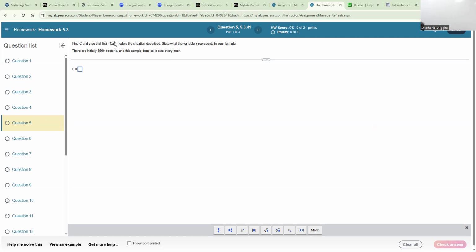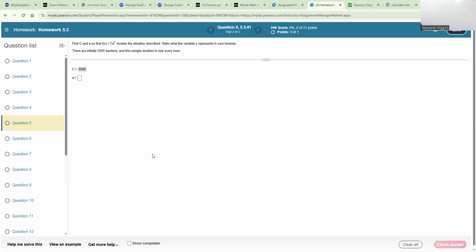So if I plug a 0 in right here in my model, a to the power of 0 is 1. So you just get c by itself. And they're saying that it's initially 5,500. That means when time is 0, that's the initial amount is 5,500. So our c value is going to be 5,500, and that's when x equals 0.